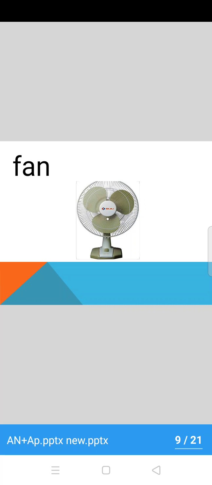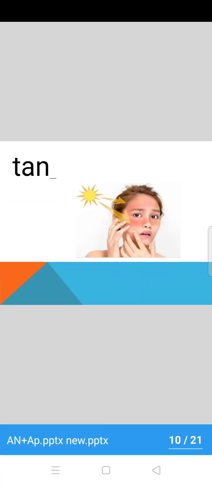Fan. Tan. A brown and darkened shade of skin after exposure to the sun. When you go in the sun, your face sometimes becomes a darker brown shade. It's called tan.